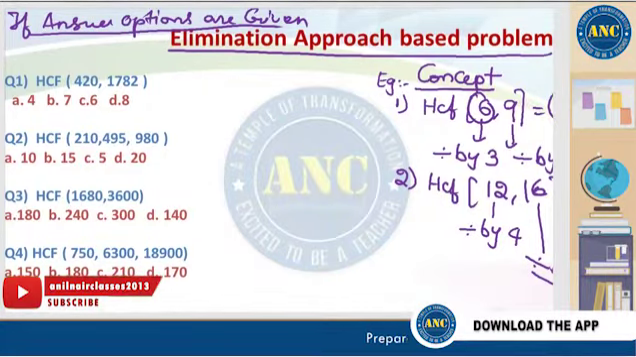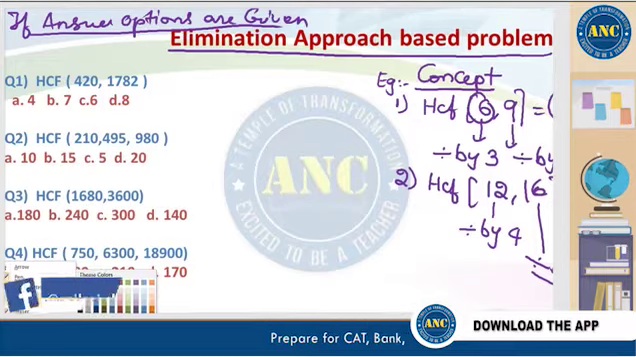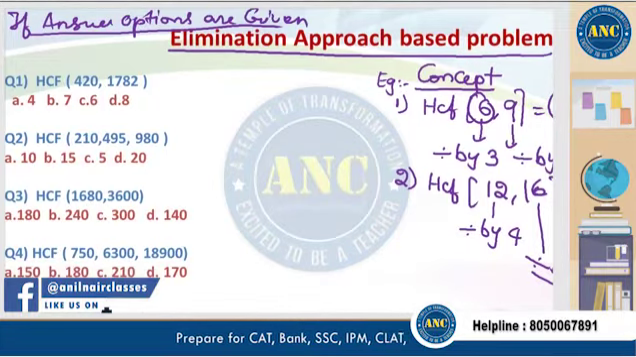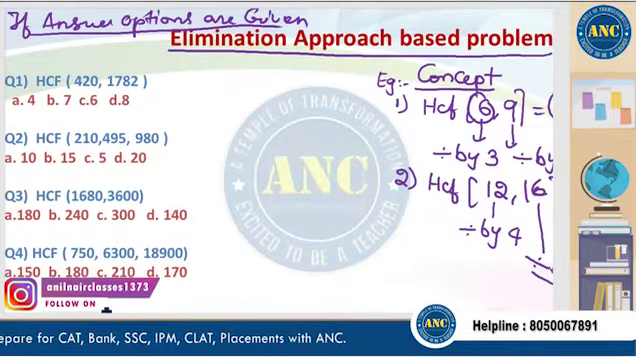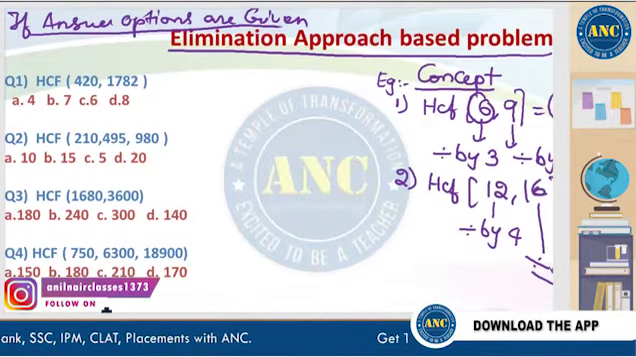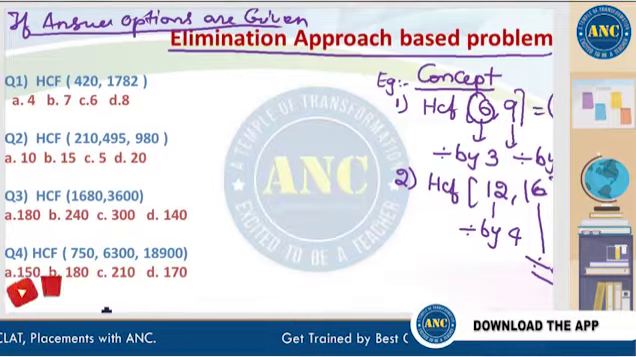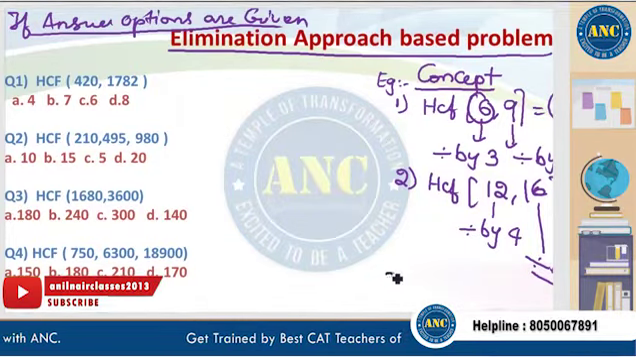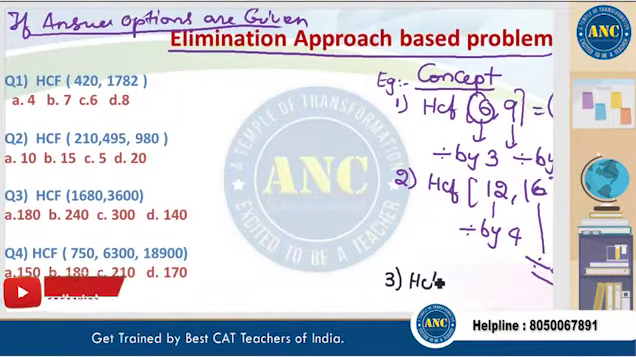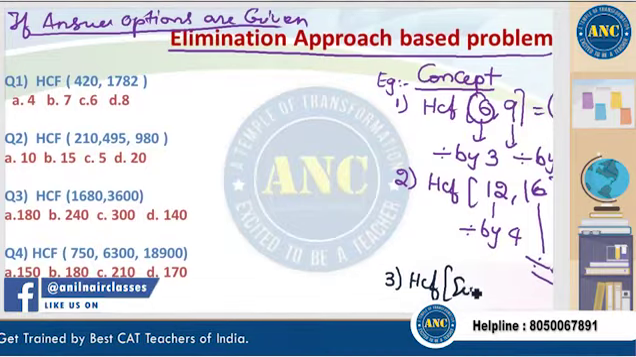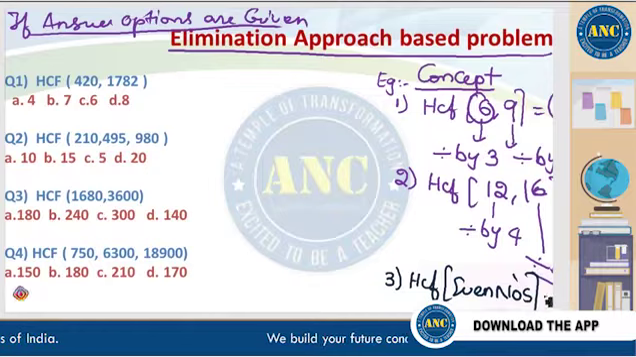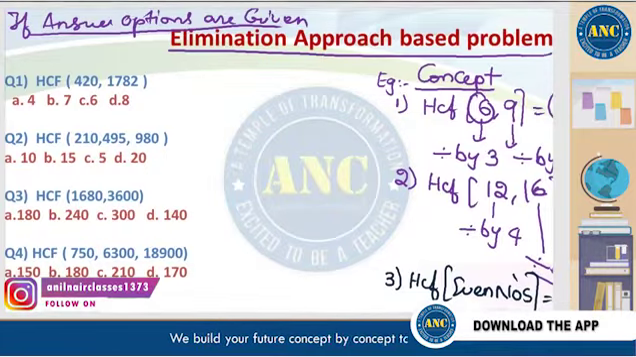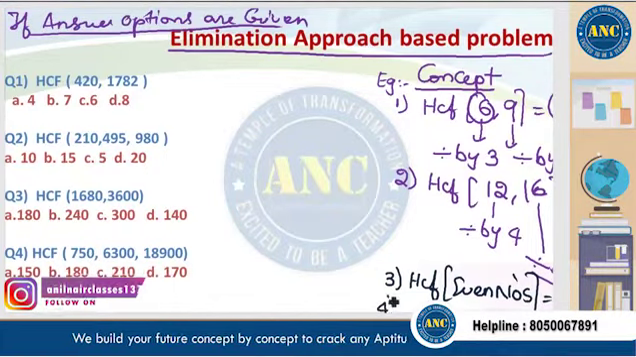Now by using this approach, let us solve the first question. Very beautiful slide it is. HCF of 420, 1782. Options are 4, 7, 6 or 8. Third concept: the HCF of even numbers will always be an even number.